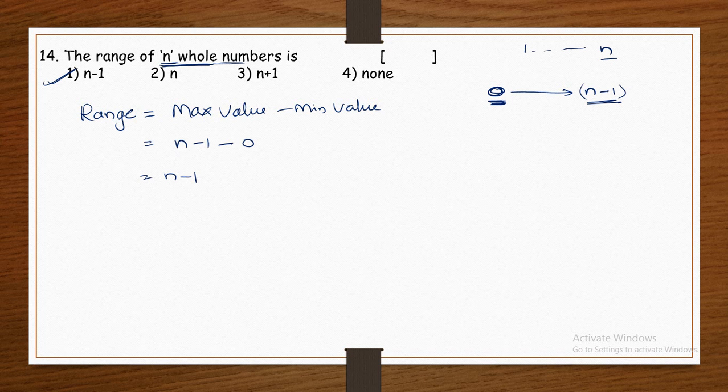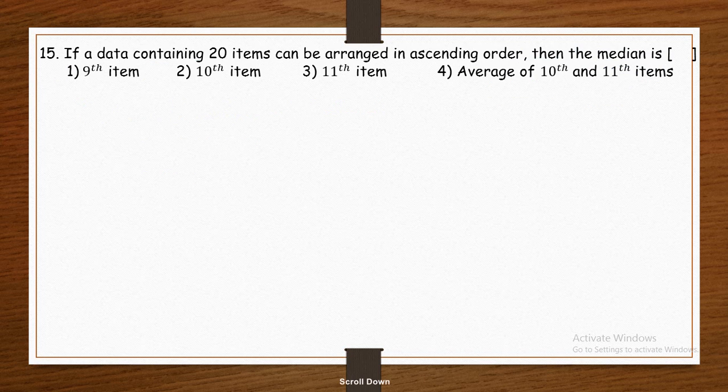Next, moving on to question number 15. If data containing 20 items is arranged in ascending order, so how many items are there? 20 items. 20 is an even number, right? So they are arranged in ascending order. Then median: if there is an even number of observations, then the average of the middle 2 will be my median. So the average of the middle 2 is nothing but the average of the 10th and 11th items, right?